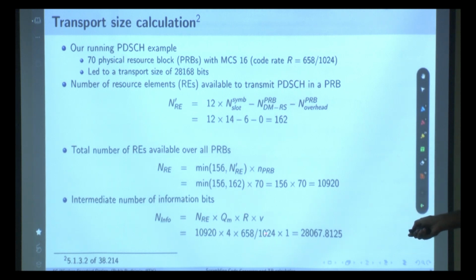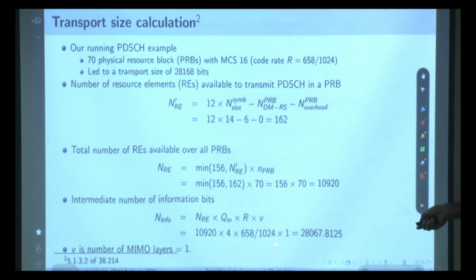Okay, and this is the rate with which you are multiplying, so that the data payload gets reduced accordingly. And this is the number of information bits, 28067.8125. So you see this is coming close to whatever we were using, because we have still not applied the quantizer onto it. So this information bit will be sent to the quantizer.